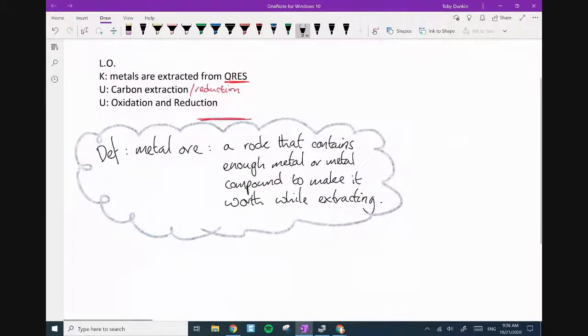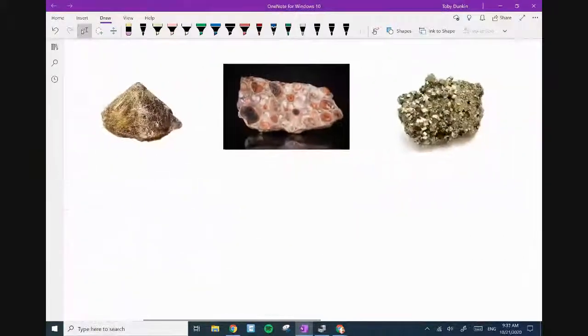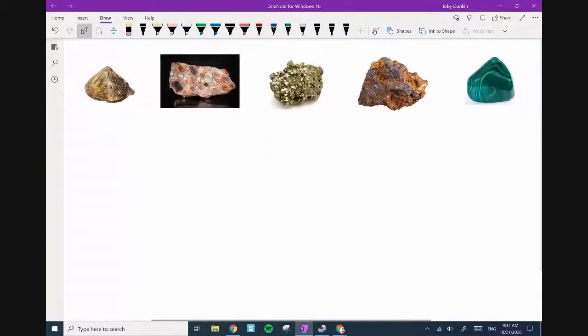There we go. Rock bubble. So just to explain what that means. I've got some rocks here with me. See what I've done there. Got some rocks with me, guys. And these are all different ores.